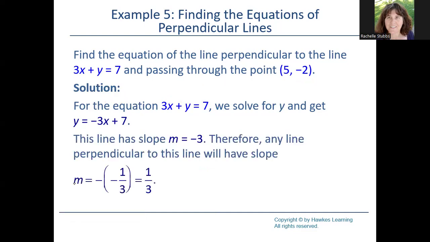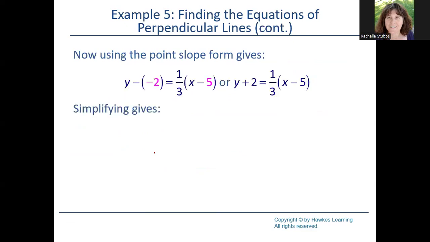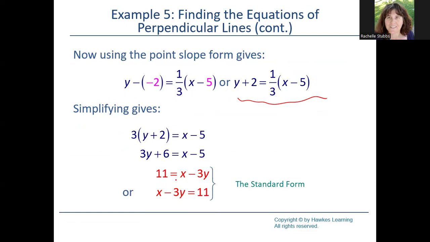So first they tell us, okay, if this line had a slope of -3, the one that's perpendicular to it, that's our keyword or clue, would have the opposite reciprocal for its slope. So 1/3. And we use the point-slope formula. And there we have it right there. And if we simplify, we end up with x minus 3y equals 11. That's standard form. Okay? All right.